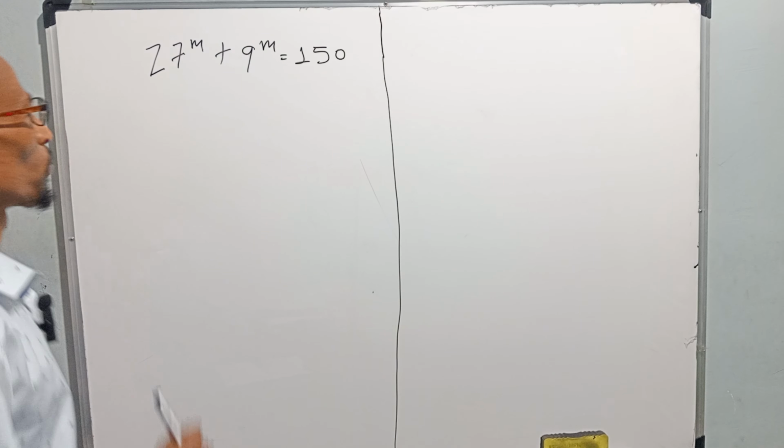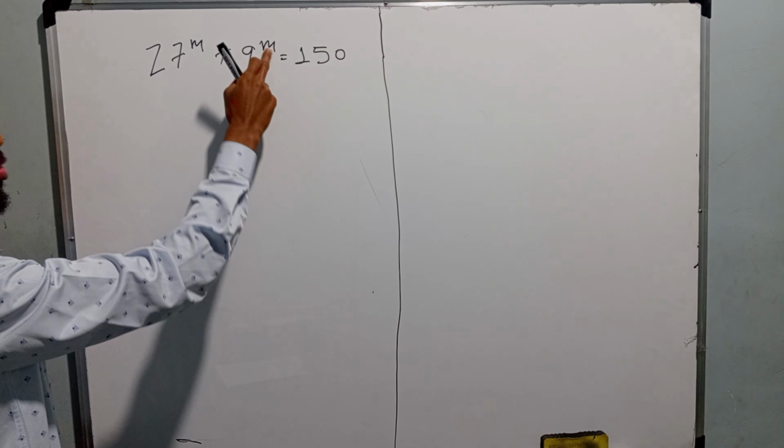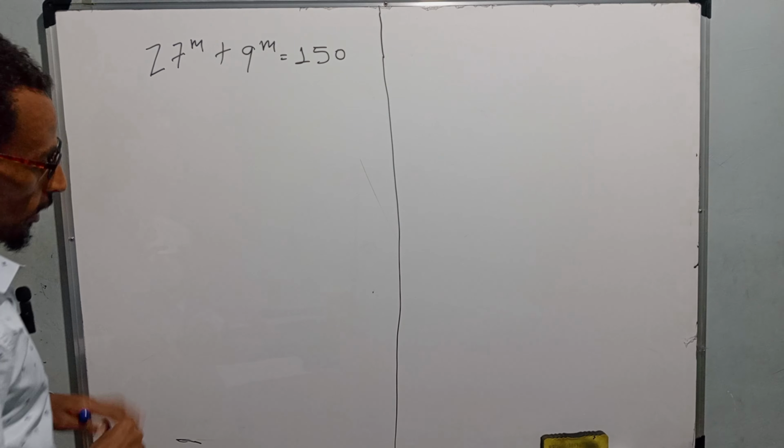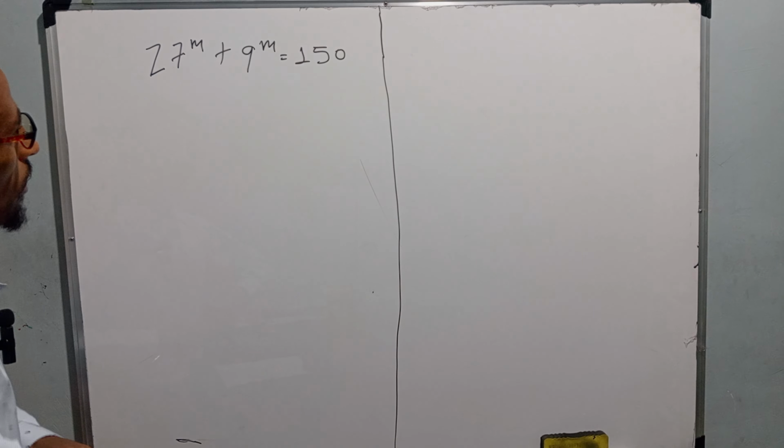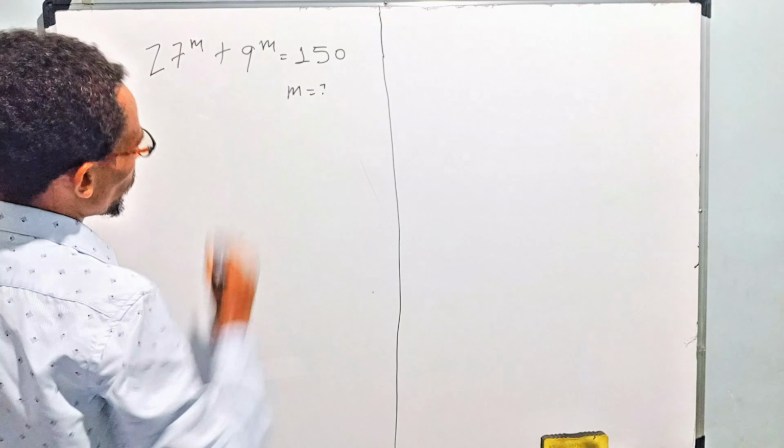Today we will solve this problem. The problem says 27 to the power of m plus 9 to the power of m is equal to 150. Now we are asked to find the value of m. m is our required variable.